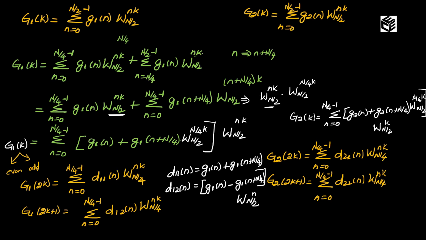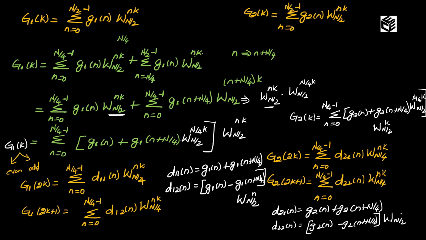Okay, and what about this value d21 of n? d21 of n, instead of g1 I will write g2, correct? So d21 of n is equal to g2 of n plus g2 of n plus n by 4. Okay, and what is d22 of n? d22 of n is equal to g2 of n minus g2 of n plus n by 4. This term is multiplied by w n by 2 power n.